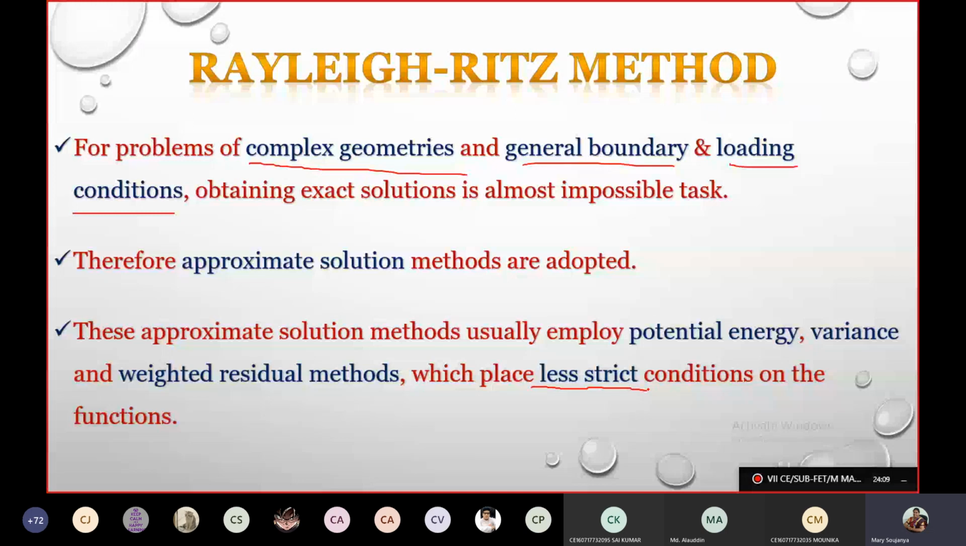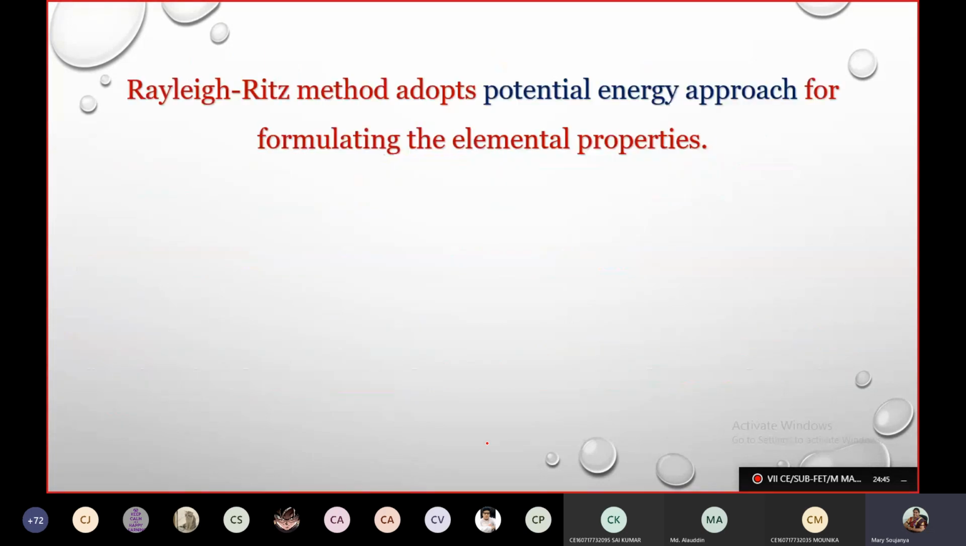Now, approximate solution methods, you can see what all is taken into consideration. Potential energy comes into the approximation method. Taking variance into account and solving it will also come under approximation methods. Weighted residual methods also come under approximation methods. The thing is, we take these types of methods to solve the problem just so that we could at least reach an approximate solution.